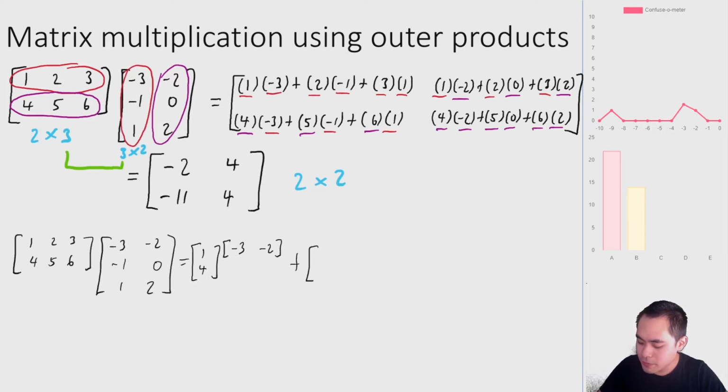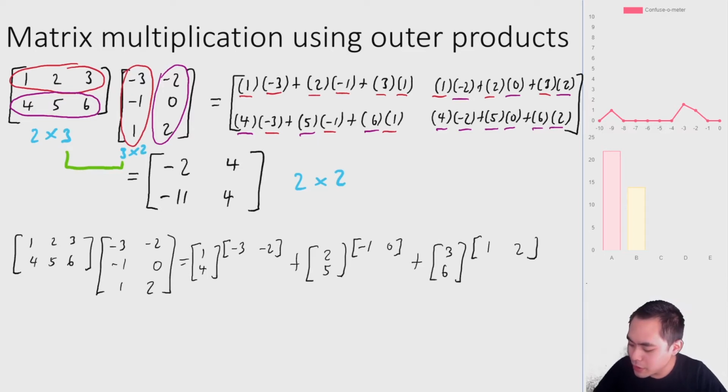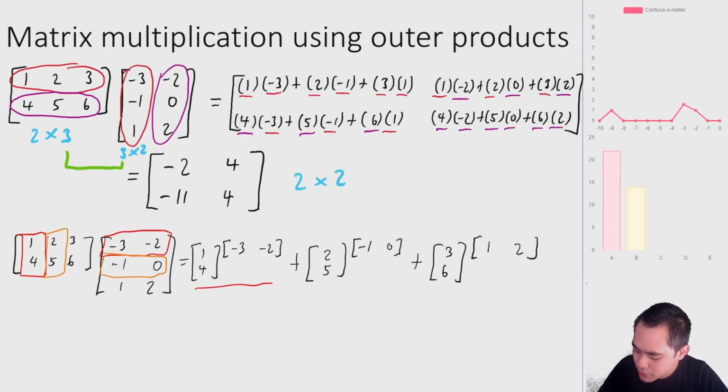So this is going to be 2, 5 times minus 1, 0 plus 3, 6 times 1, 2. Basically what we're doing here is taking this column and multiplying it by this row. So that's this one. And then we had this column multiplied by this row, and that's that one, and so on. Okay? But note that these are outer products, not inner products. So each of these is a 2 by 1 times a 1 by 2, and so on. So these end up giving you 2 by 2s.